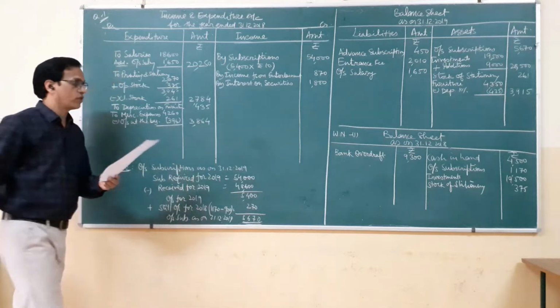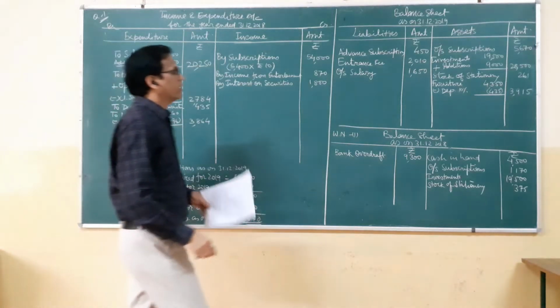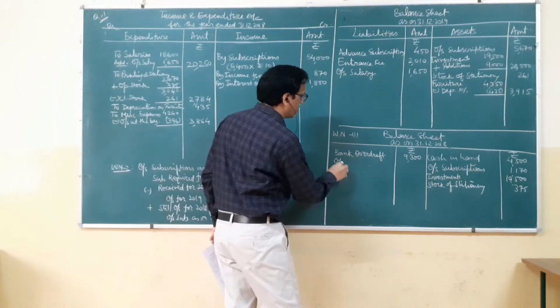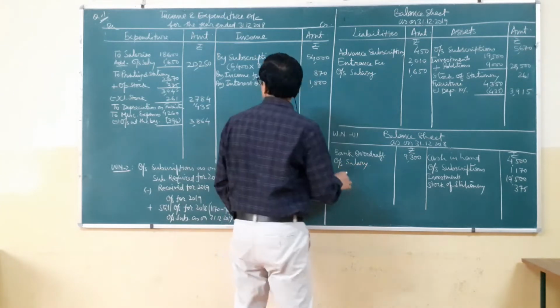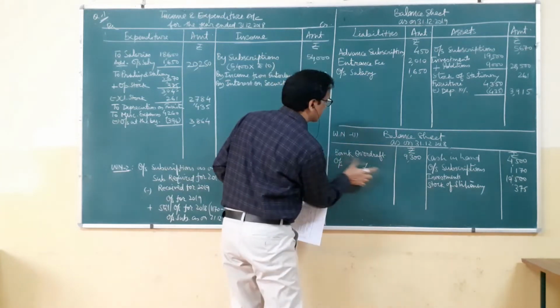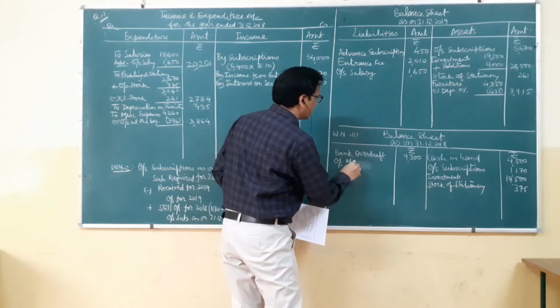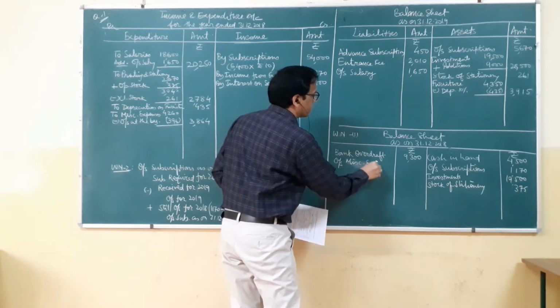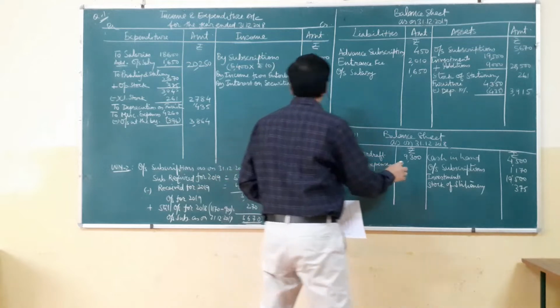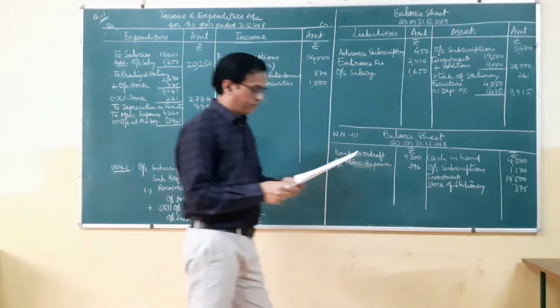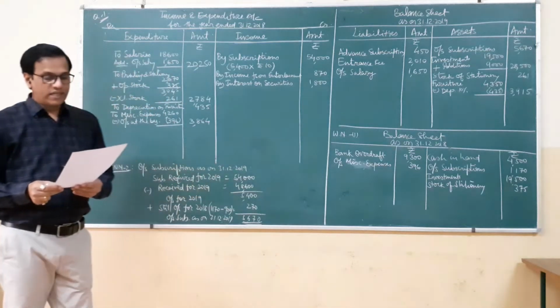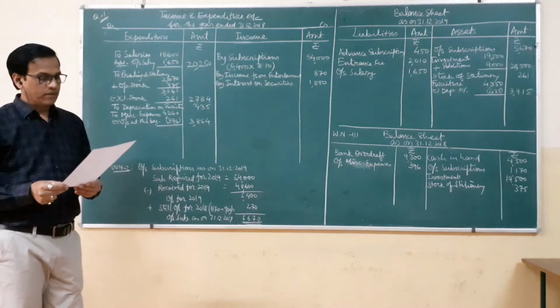So 3864 is the current year's amount. This outstanding was last year, so last year only we will write here outstanding. Current year's outstanding is not given. Sorry, outstanding expenses, outstanding miscellaneous expenses. This year it was given outstanding of last year, so 396. Then the next item is closing balance.